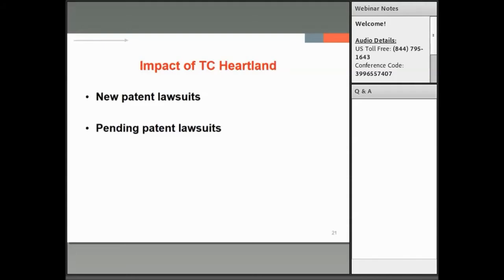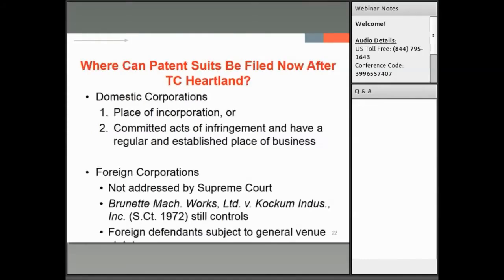The legal side of TC Heartland has been debated in the news and the press extensively over the course of the past 3 weeks since the May 22nd decision by the Supreme Court. But I want to focus on the practical impact of the decision, both on what happens with new patent lawsuits and what happens with pending patent lawsuits.